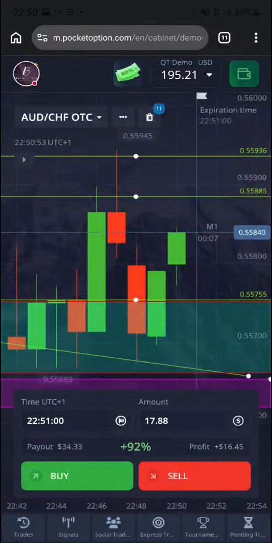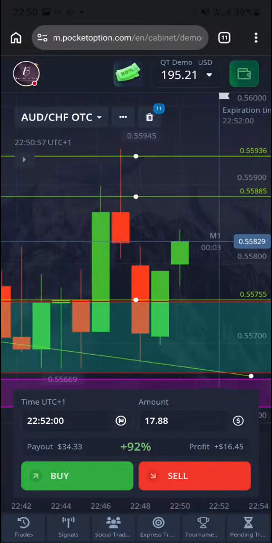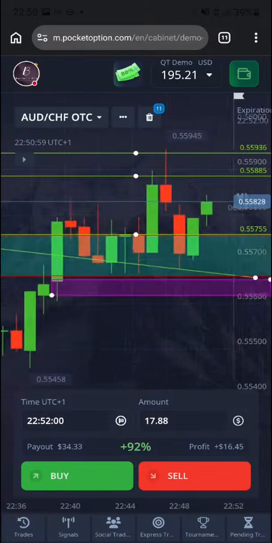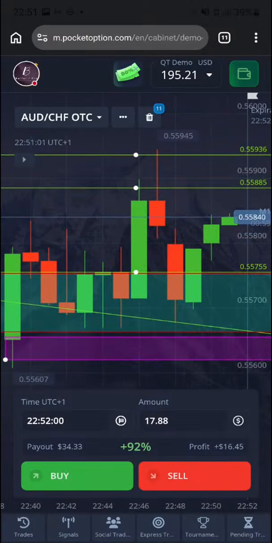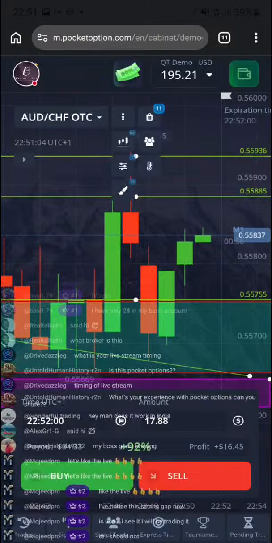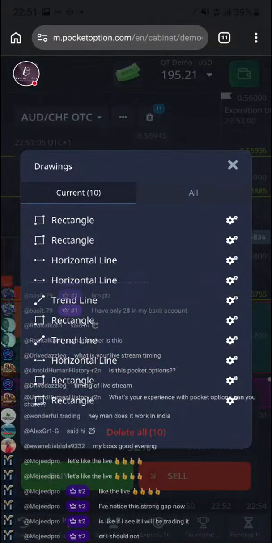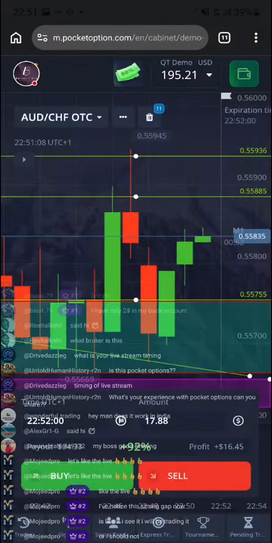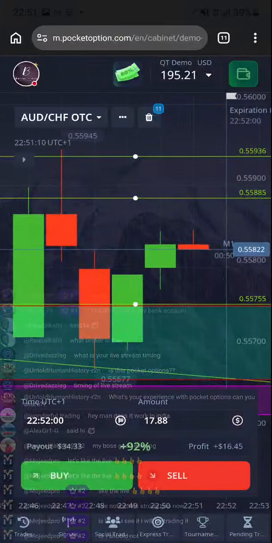Gaps work best when the gaps are on a level. It's just like dojis. Dojis work best when they're in a ranging market. So also gaps work best when they're on a level. So if you see a gap, like look at this now.